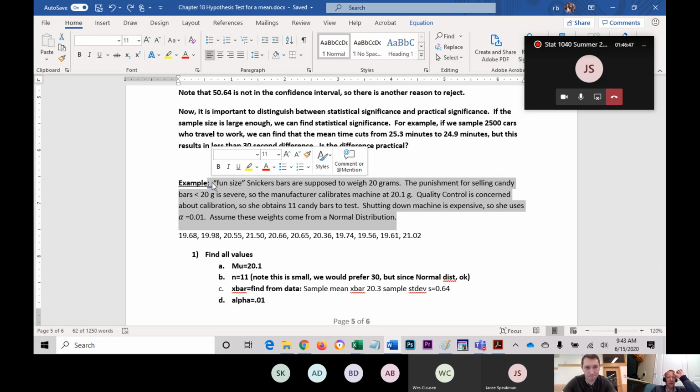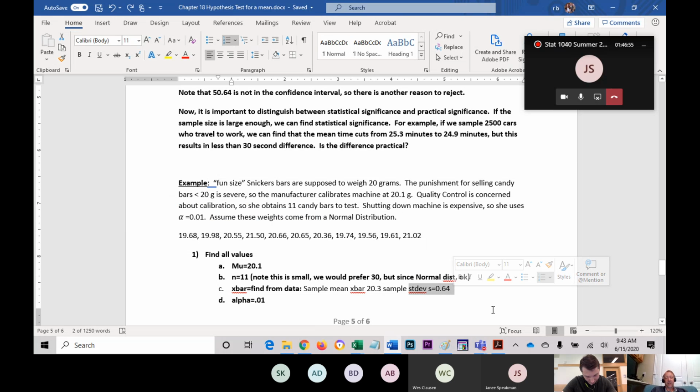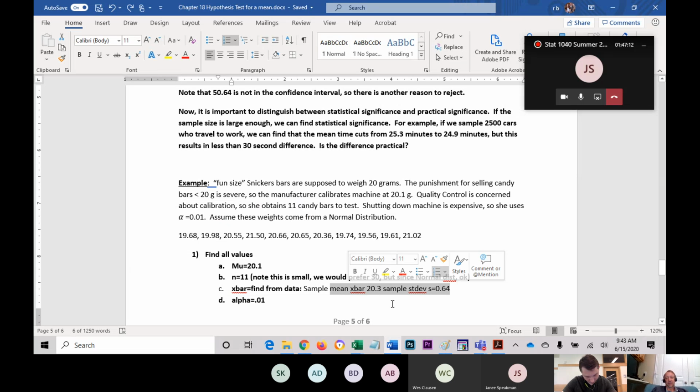No. So we're going to have to find the standard deviation ourselves, which we found as S equals 0.64. I have a feeling that I rounded there and I probably shouldn't have. Okay, so if I give you raw data, you're going to have to figure out your S and your X bar yourself. Can everybody do that?